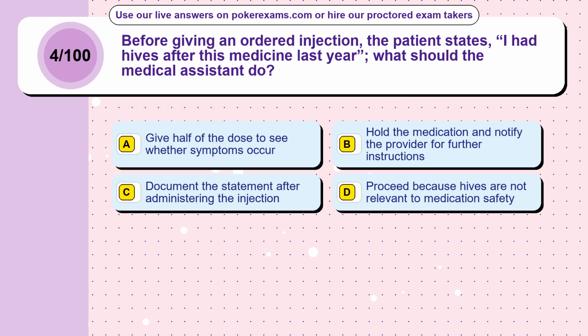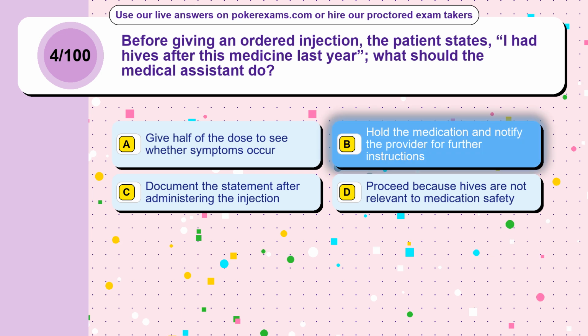Question 4. Before giving an ordered injection, the patient states, "I had hives after this medicine last year." What should the medical assistant do? Option A. Give half of the dose to see whether symptoms occur. Option B. Hold the medication and notify the provider for further instructions. Option C. Document the statement after administering the injection. Option D. Proceed because hives are not relevant to medication safety.